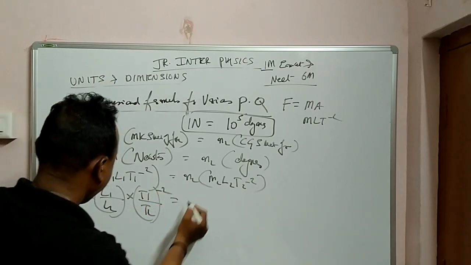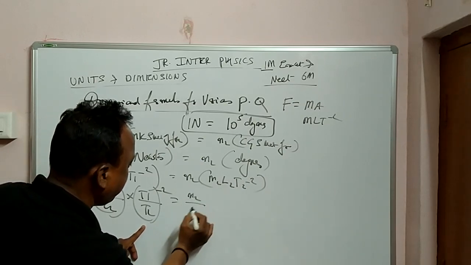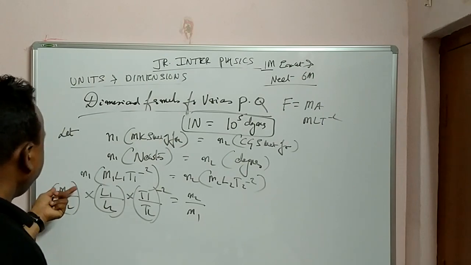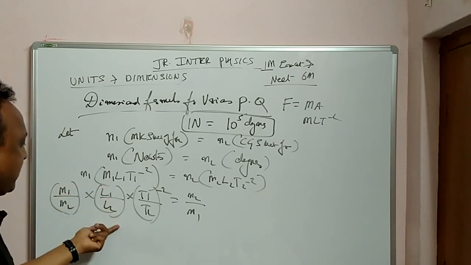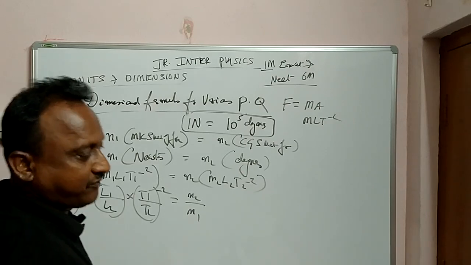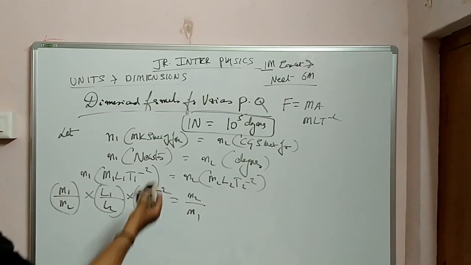Now here what will be coming? M2 L2 T2 power minus 2, so here it will be coming N2 by N1. Now see here, M1 by M2, L1 by L2, T1 by T2 power minus 2 is equal to N2 by N1. Now what is M1 actually? M1 is the mass. In which system? MKS system. See, I'll write it here.